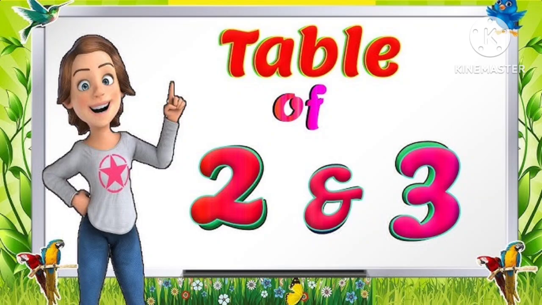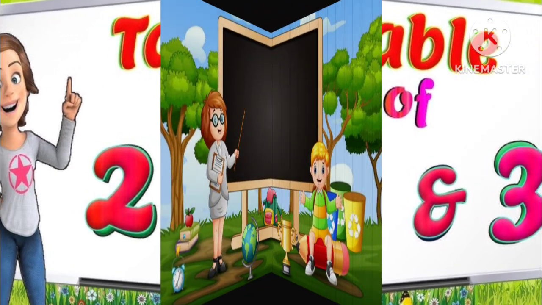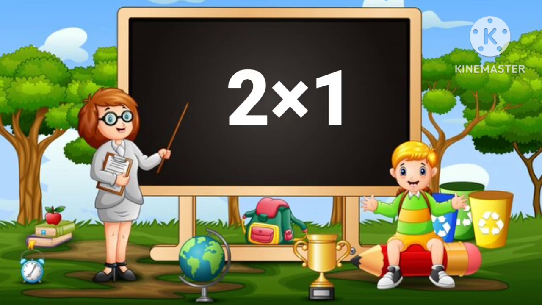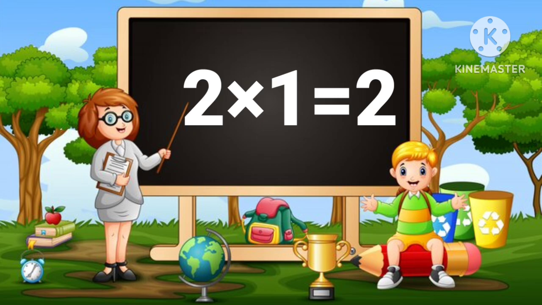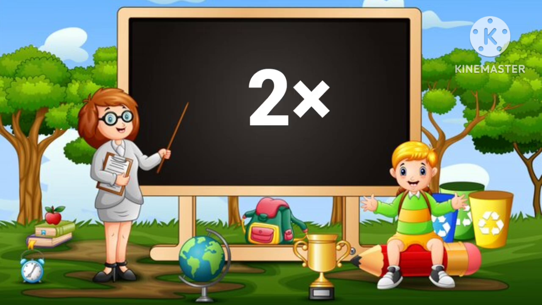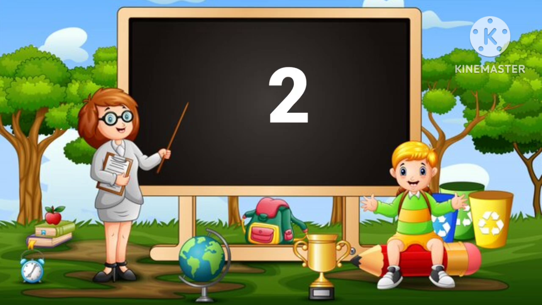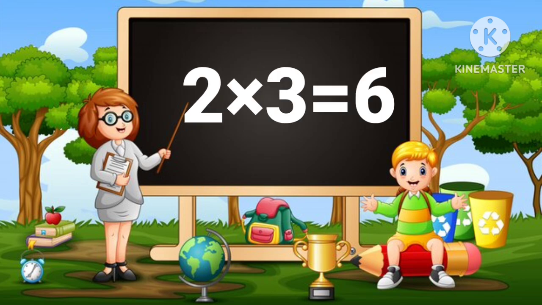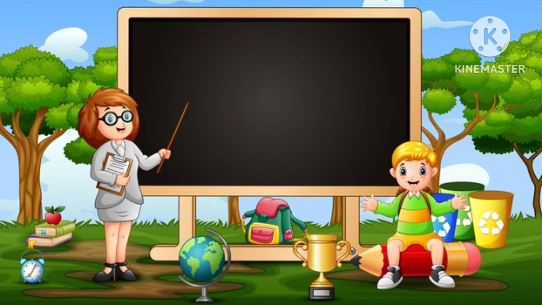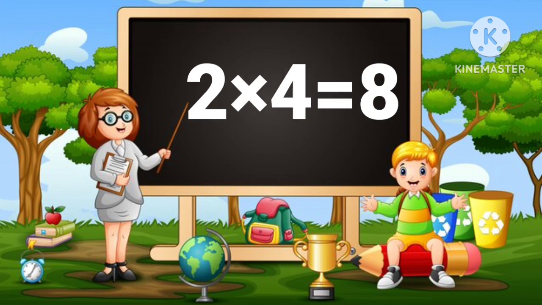Today we are going to learn table of 2 and 3. Let's start the video. 2 ones are 2. 2 twos are 4. 2 threes are 6. 2 fours are 8.